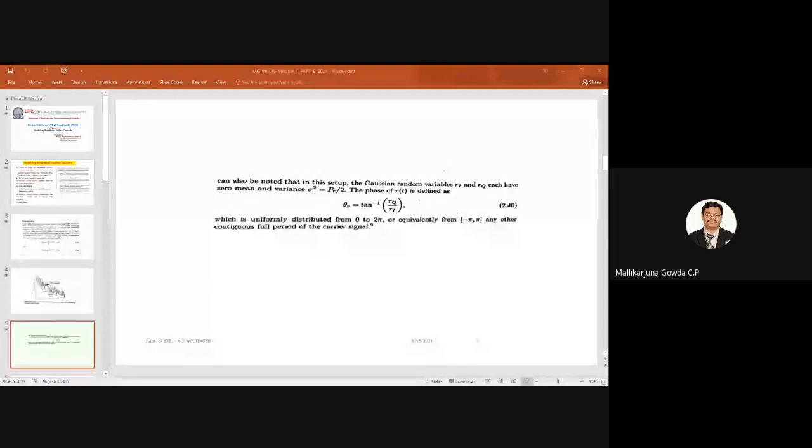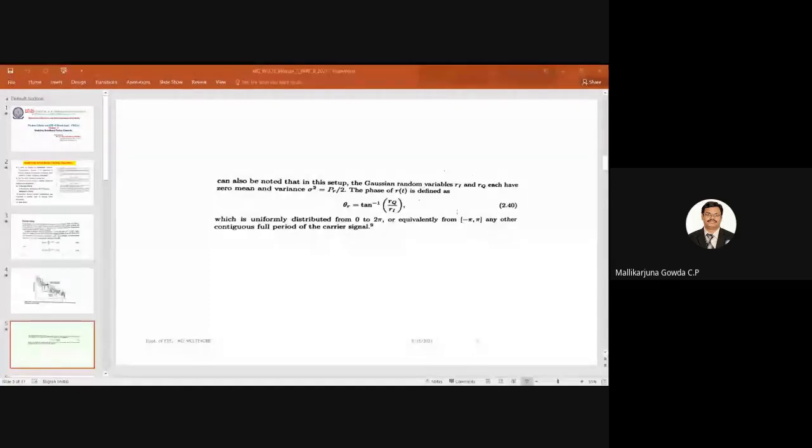As I said, these Ri and Rq are the in-phase and quadrature components, and they are Gaussian random variables with zero mean and variance equal to Pr by 2. As said, Pr is the average received power, so the variance value is that much. I can write the phase of that envelope as theta r equal to tan inverse of RQ by RI. This you all know, how to express magnitude and how to express angle. Basic things which you are aware of. And we say this phase is uniformly distributed over the interval 0 to 2 pi.